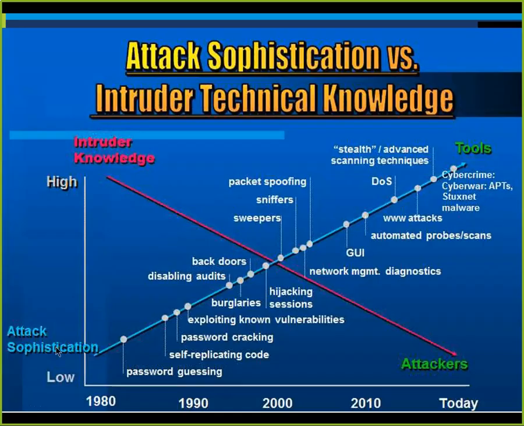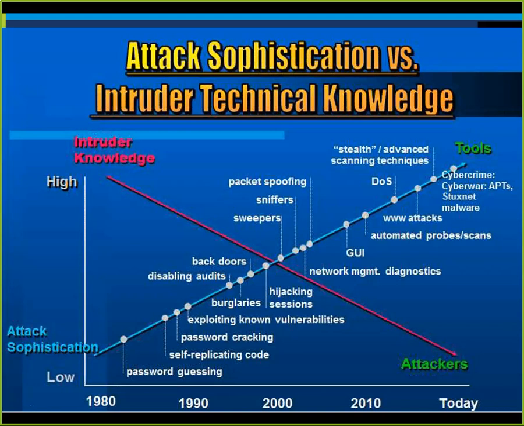This is kind of sort of the same thing, but we have the attacker sophistication and what has happened, and then the intruder knowledge required over the years. So we start out in the 80s when a hacker was not a dirty word. Hacker was somebody that had computer knowledge and was willing to share it. So we go down here, we start with password guessing, self-replicating code, password crackers, exploiting known vulnerabilities, disabling audits, backdoors, hijacking sessions, burglaries, on up the line until we get up here to cybercrime and APTs, Advanced Persistent Threats, Stuxnet, one of those things that is pretty sophisticated when you look at it.